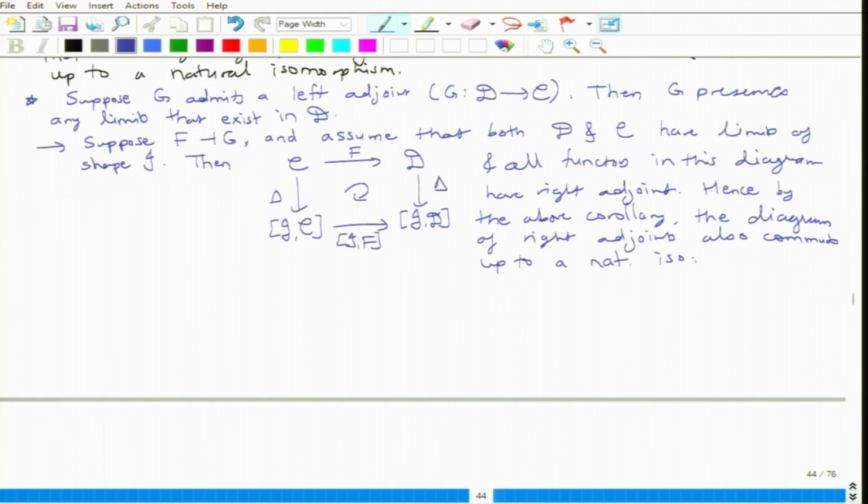Okay, so let us write it down. I will use a different color to denote that. So this is limit of shape J. This is limit of shape J. This is G and this is JG. Which means what? If I first take composition with G and then take limit, then that is the same as first taking limit and then taking G, which means G preserves limits. Very sleek proof.